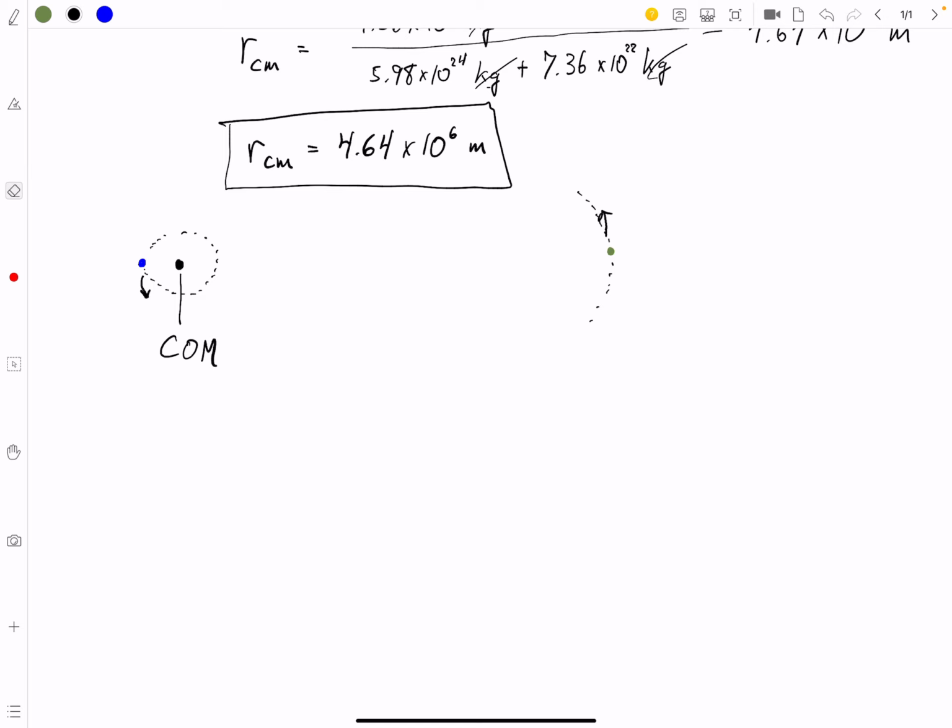Well, it turns out that the distance from the center of mass of the Earth to the center of mass of the system is smaller than the actual center of... That was terrible. Let's try that again.